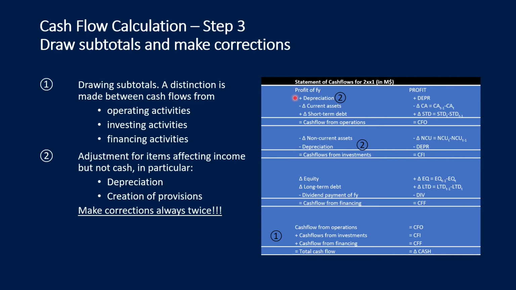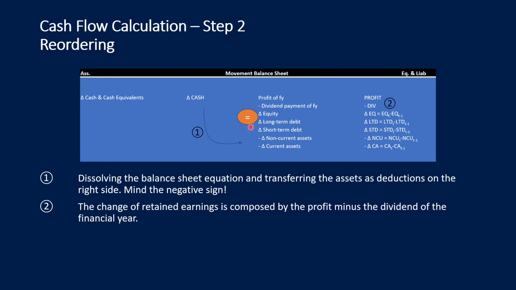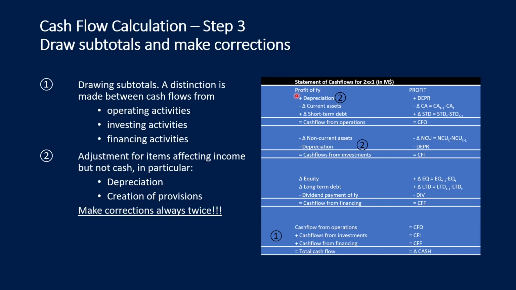Thus, we have to add the depreciation again to the profit, because it was formerly deducted, now it has to be added again. But stop! If we now add something to the profit, the whole cash flow statement wouldn't reconcile anymore, because these subtotals add up to total cash flow. This equivalent sign still has to hold, and if I add something, it doesn't hold anymore. Accordingly, I have to make this correction twice.